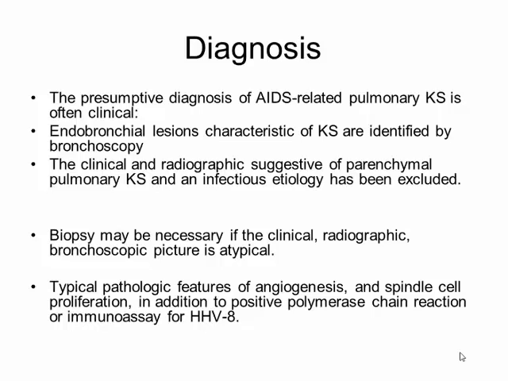If you go in with the endobronchial scope, you see Kaposi sarcoma in the mouth, you go into the airways, you see the typical lesions, and you do a CAT scan or X-ray and there are parenchymal lesions, you have excluded infection, and the clinical picture fits, most likely he has Kaposi sarcoma. You can diagnose it that way. If the picture is atypical, you might need to do a biopsy, but there is a bleeding risk. The pathology will show spindle cell and angiogenesis, and they will do PCR for HHV-8, human herpes virus 8, on the biopsy sample. That will also help in the diagnosis.